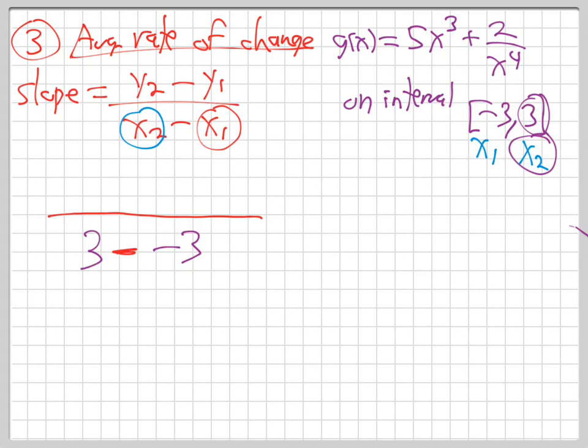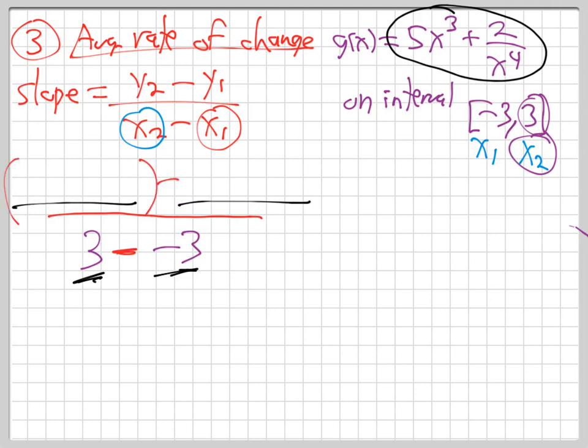Now, what do you do on the top? We're going to plug into this formula, first the 3, and put that all right here, and then the -3, and put that all right here with a big minus sign in between, and we'll put parentheses around the whole thing. Is that making sense? That's the y2 minus y1 deal. It really means you just plug into the function, whatever function they gave you.